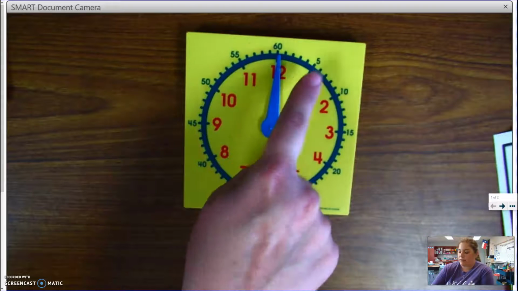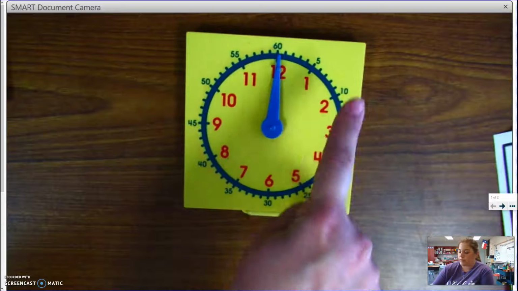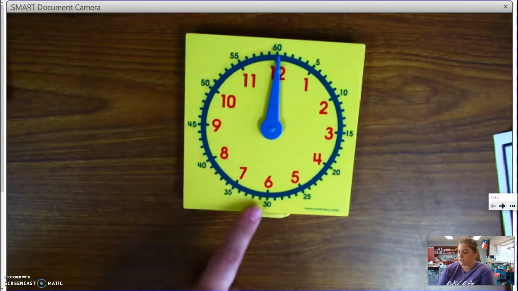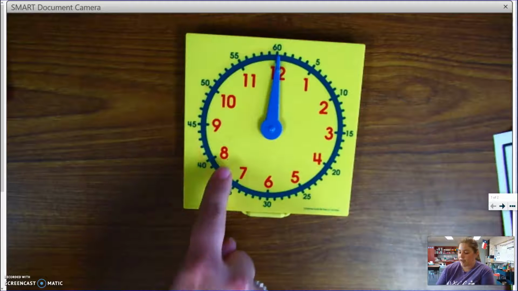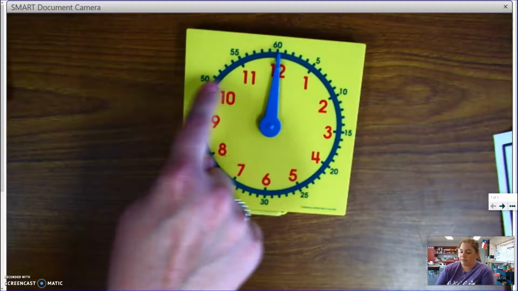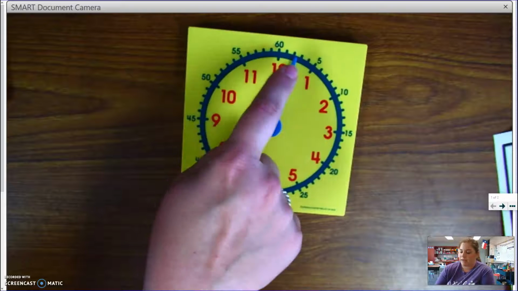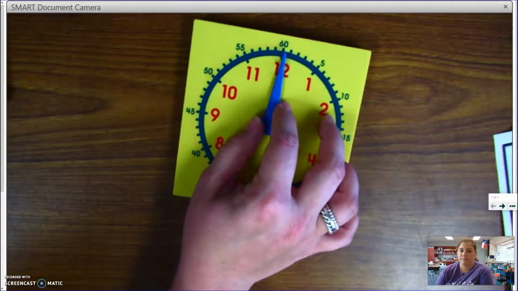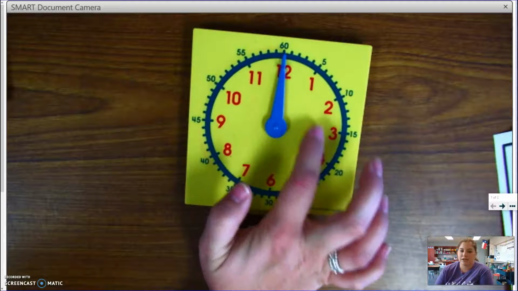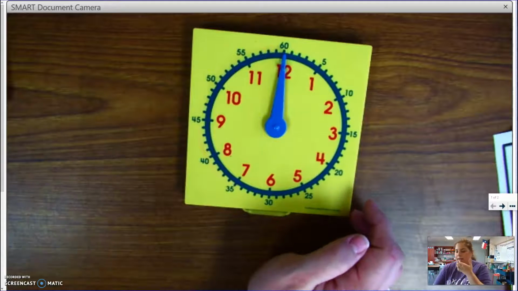So at 1 it would be 5, 2, 10, 3, 15, 4, 20, 5, 25, 6, 30, 7, 35, 8, 40, 9, 45, 10, 50, 11, 55, and 12, 60. We count by 5 for the minutes, and these big numbers on the clock tell us the hour.